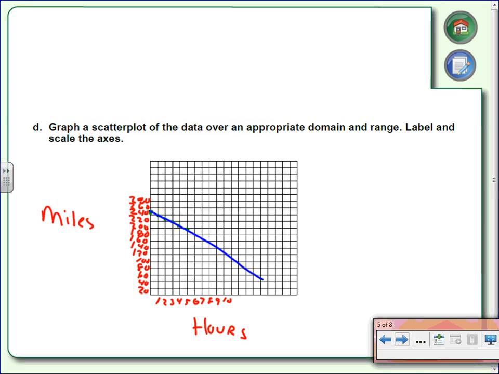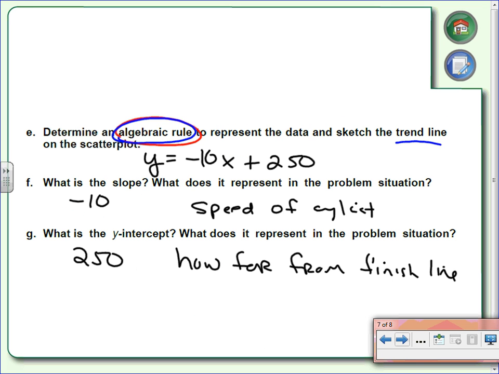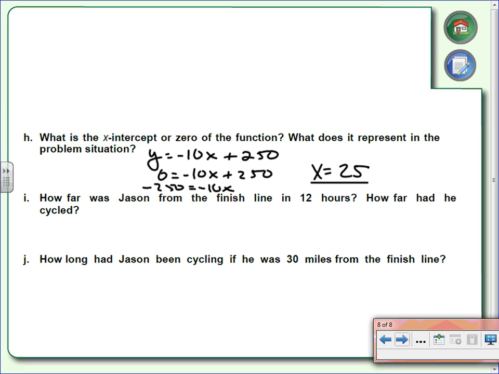Okay. That's a lot. All right, so let's come over here and write that in for part H. What does it represent? It means 25 hours to complete the race. So put that in there for me. This is still part H. It takes 25 hours to complete the race.